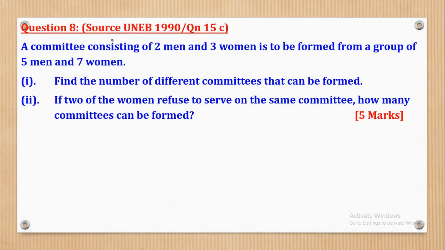Now, we shall go to question 8, which came from UNEB 1990, paper 1, question 15C, and says, a committee consisting of 2 men and 3 women is to be formed from a group of 5 men and 7 women. Roman 1. Find the number of different committees that can be formed.